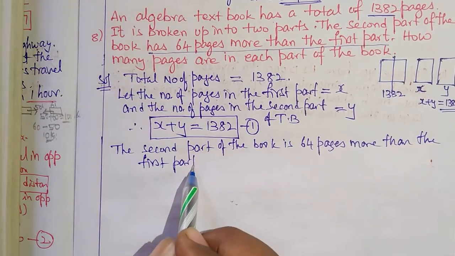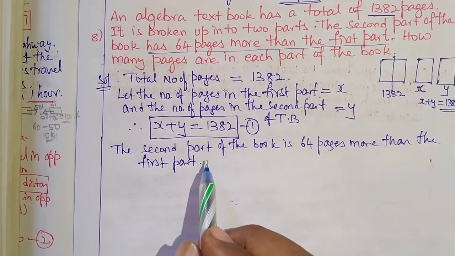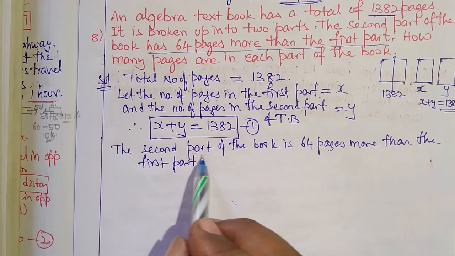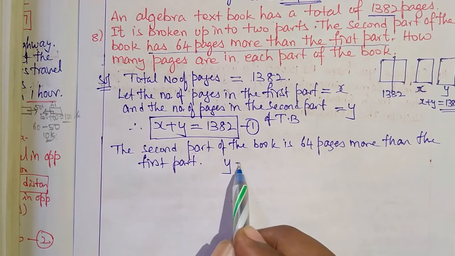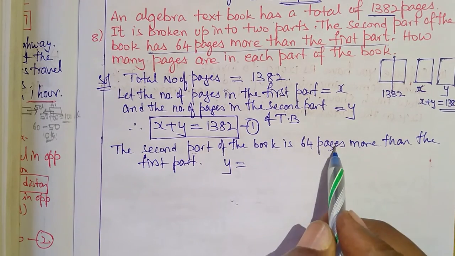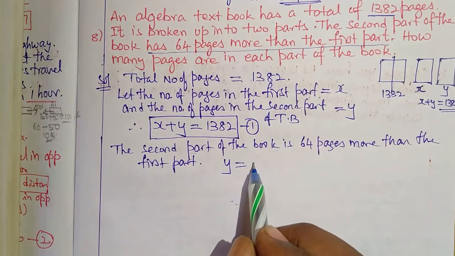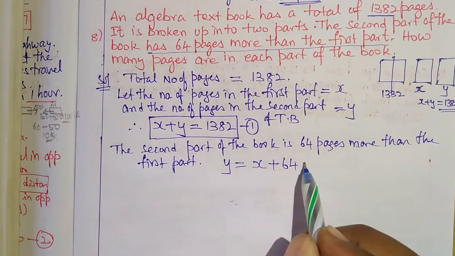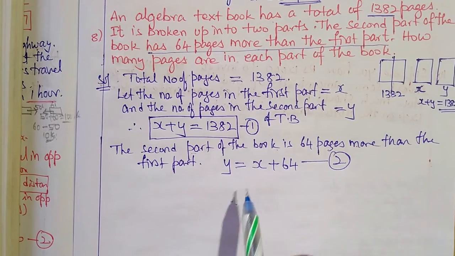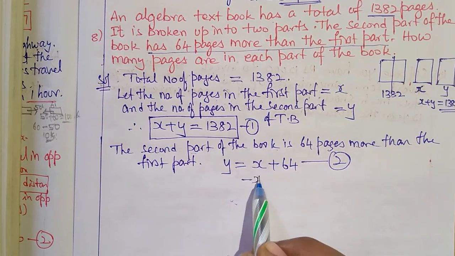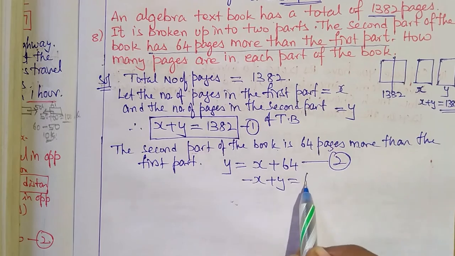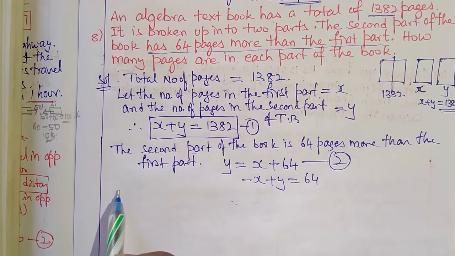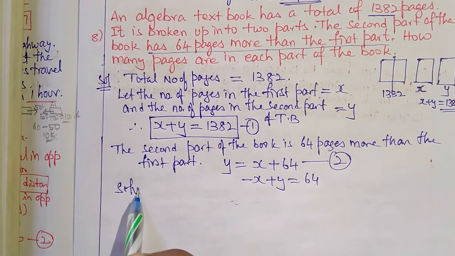In the exam, if the question comes, you have to write all these steps here. So the second part is what? Y of the book is 64 pages more than the first part. What is the first part? X plus 64. So this is our equation 2. So I will bring x to this side. This becomes minus x plus y is equals to 64.